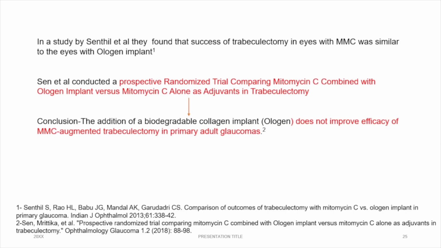In a study by Senthil et al., they found that the success of trabeculectomy in eyes with mitomycin C was similar to the eyes with collagen implant. And another study by Sen et al., which was conducted as a prospective randomized controlled trial, compared the mitomycin C combined with collagen implant versus the mitomycin C used alone as an adjunct in trabeculectomy. They concluded that the addition of biodegradable collagen implant does not improve the efficacy of the MMC augmented trabeculectomy in primary adult glaucomas.